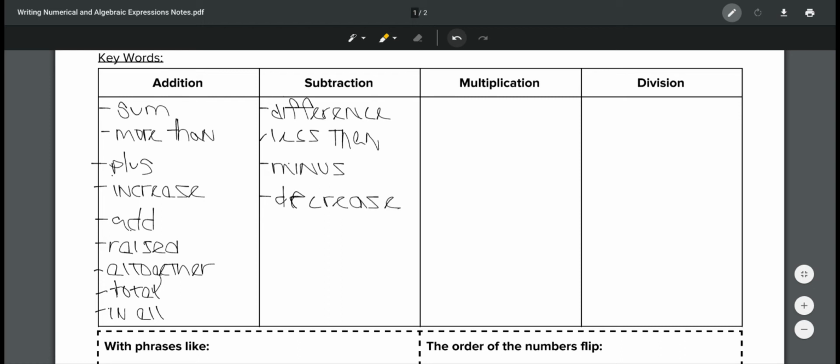Next, we have subtract. Subtracted by, subtracted from. Anything that has the word subtract in it. Lower, drop, 2 more. Fewer, and the last one is left over.